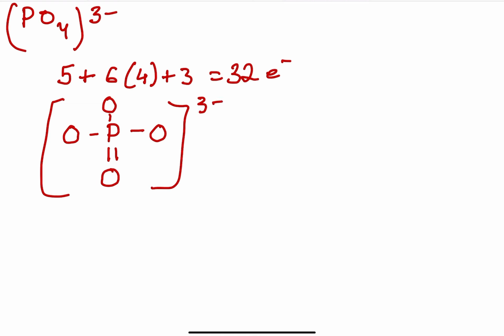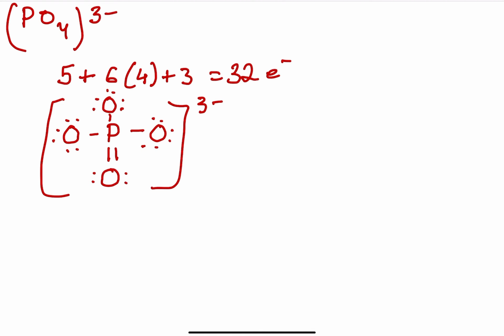So this is the Lewis structure, but we also have to show the number of electrons. So 1 2 3 4 5 6. The next one 1 2 3 4 5 6, 1 2 3 4 5 6, and the double-bonded oxygen will be 1 2 3 and 4. So this is the Lewis structure of phosphate.